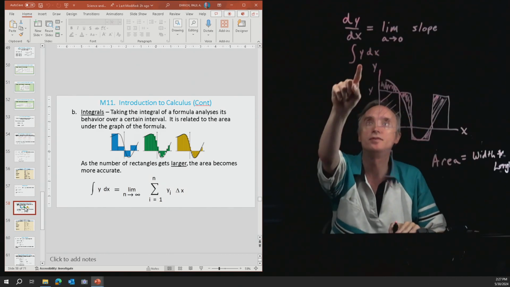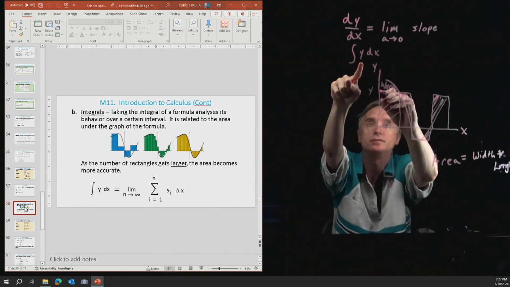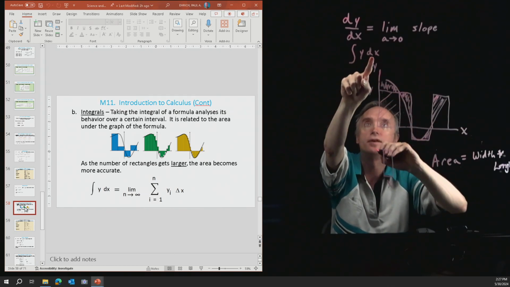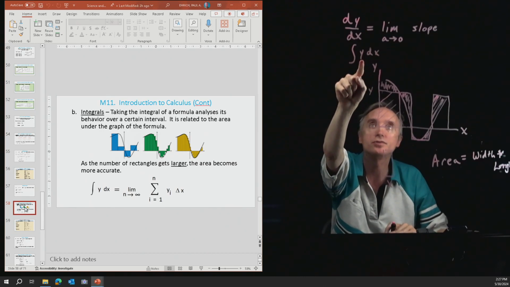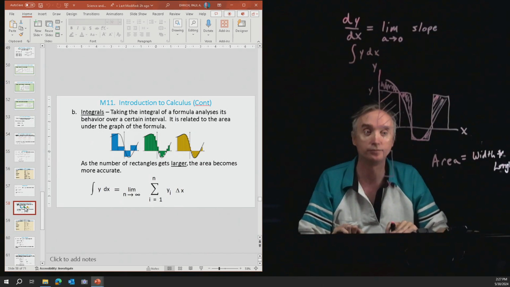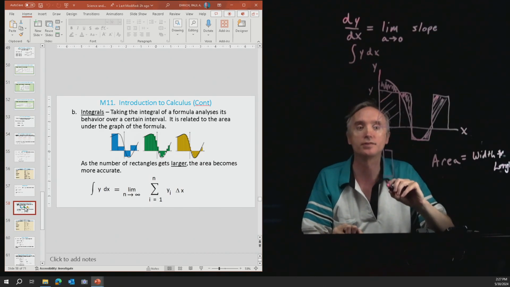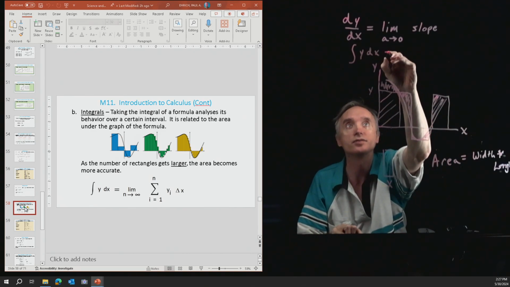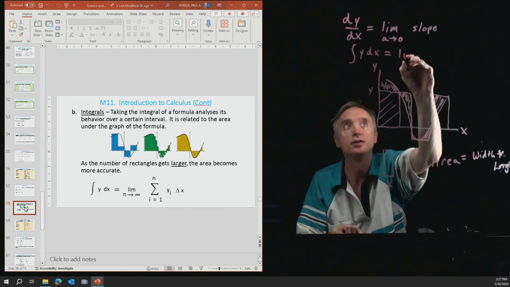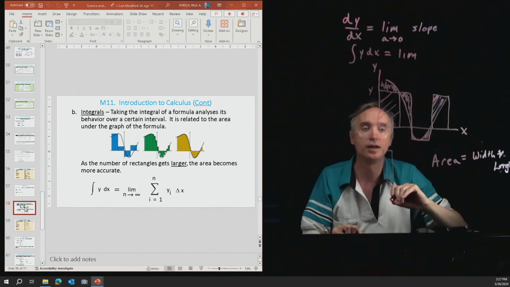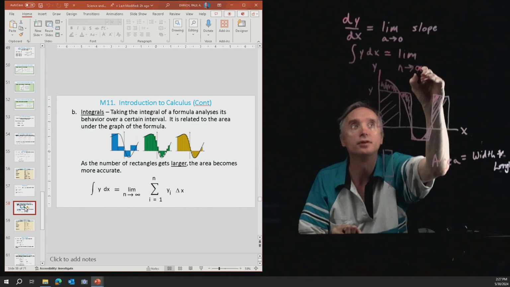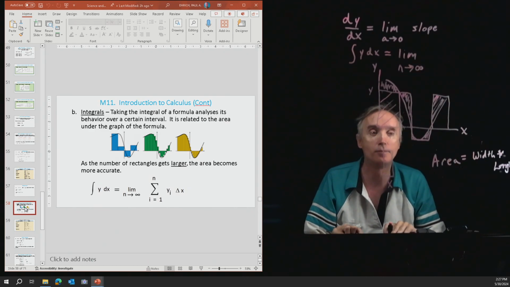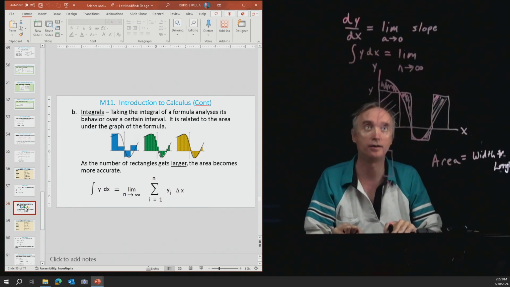So notice this is going to be the height of the box, and then this is going to be the sideways part. So when we multiply these two things together, that's the area. And it's going to be equal to, now notice there's another limit. So this is the limit as n goes to infinity. N is going to be the number of boxes that you have.